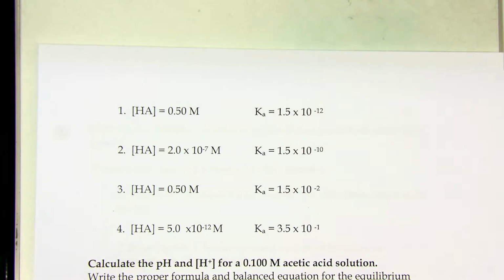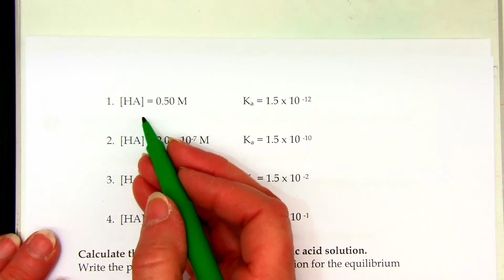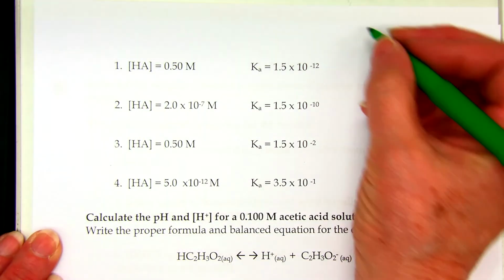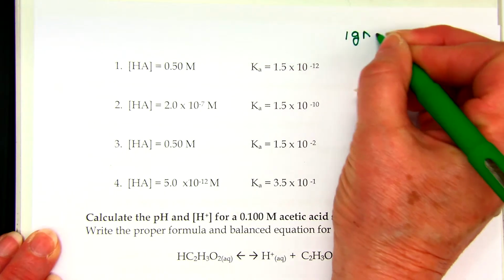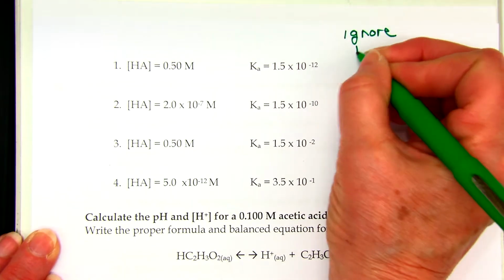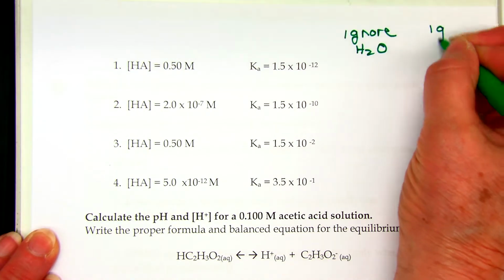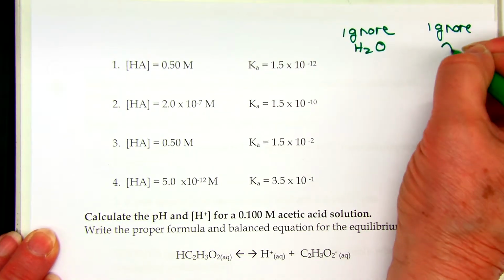So now, if you flip to page 16.7, let's look at these combinations of concentrations and Ka values. So let's look at assumption number 1. Can we ignore the ionization of water? And assumption number 2, can we say X is small and ignore X?